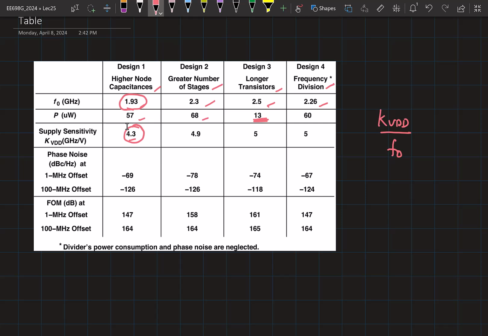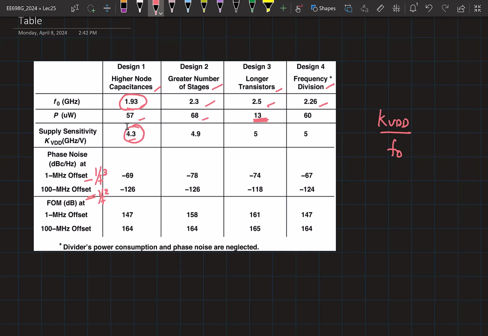So in the initial design, when it was at 22.6 gigahertz, the kVDD was closer to 50. When the frequency came down by 10, the kVDD value also came down by 10, which is why we should be looking at kVDD by F0. Now the phase noise is given at 1 megahertz offset and at 100 megahertz offset. At 1 megahertz offset, this is in the 1 by f cube regime, and this is in the 1 by f square regime. And you can see that the FOM is also calculated.